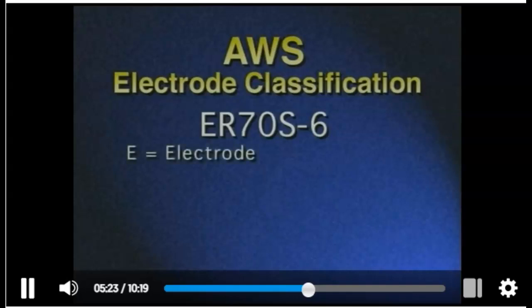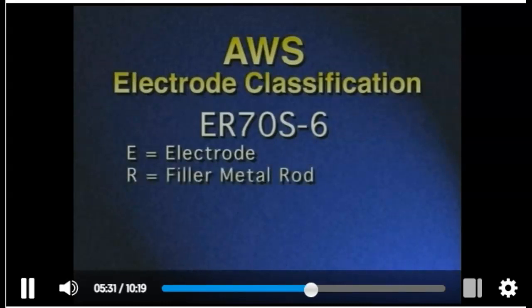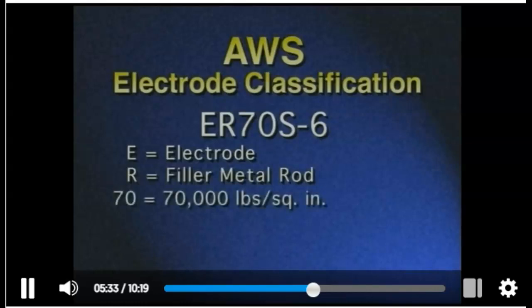The E indicates that the filler metal is an electrical conductor or electrode. The R means the wire can be used as a filler rod for other types of welding. The two digits indicate the minimum tensile strength of the deposited weld in 1,000 pounds per square inch increments. In this case, the 70 means the weld will have a minimum tensile strength of 70,000 pounds per square inch.